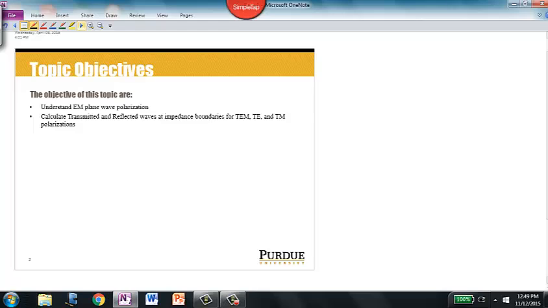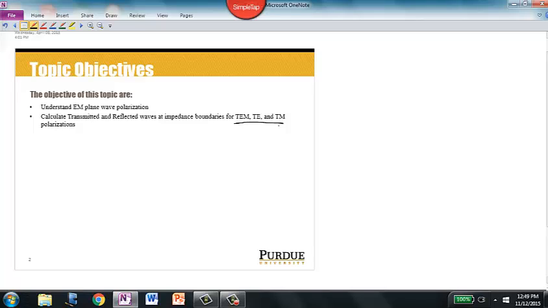The specific learning objectives that we're going to cover today, there are two of them. The first is that we're going to understand EM plane wave polarization. By that we mean which direction does the E field of the plane wave point relative to the Earth, and we'll explain that in more detail. But plane waves can point in certain directions, and how they behave is very much influenced by the direction in which they point. And then after we figure out how to categorize plane waves for pointing in different directions, we're going to use that information to calculate the transmitted and reflective waves at different impedance boundaries. And we're going to look at three types of polarization: TEM polarization, TE polarization, and TM polarization.